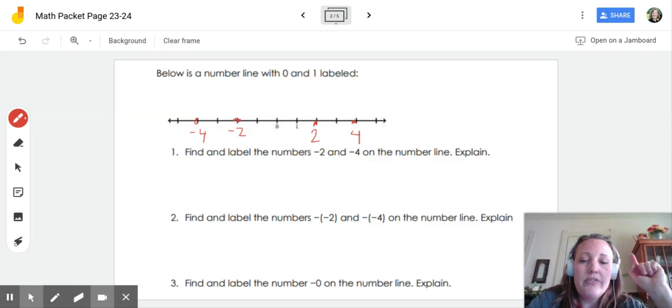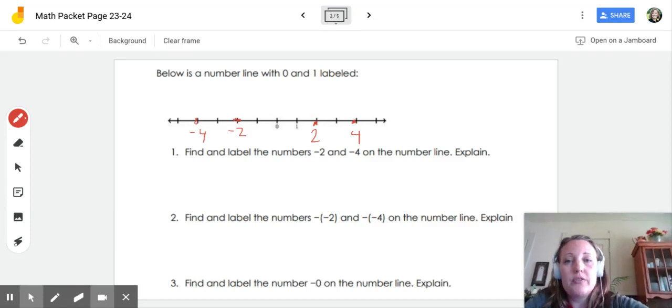All right, number 3, find and label the number -0 on the number line. Explain. There is no -0. 0 is a really special number, right? It is the only number that does not have an opposite. Okay, so you're going to explain that for number 3.